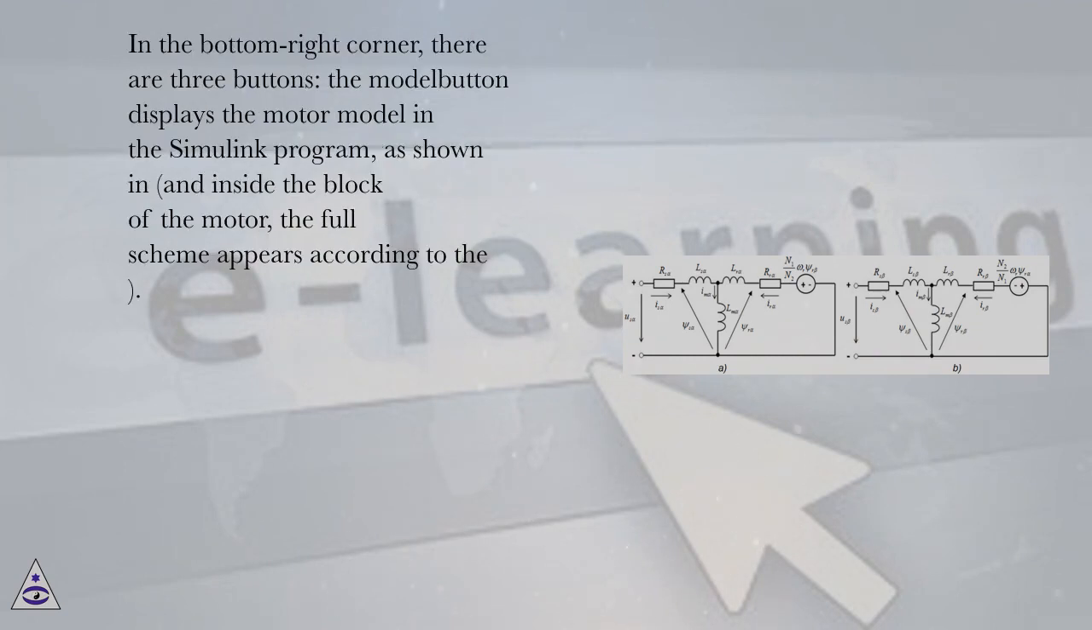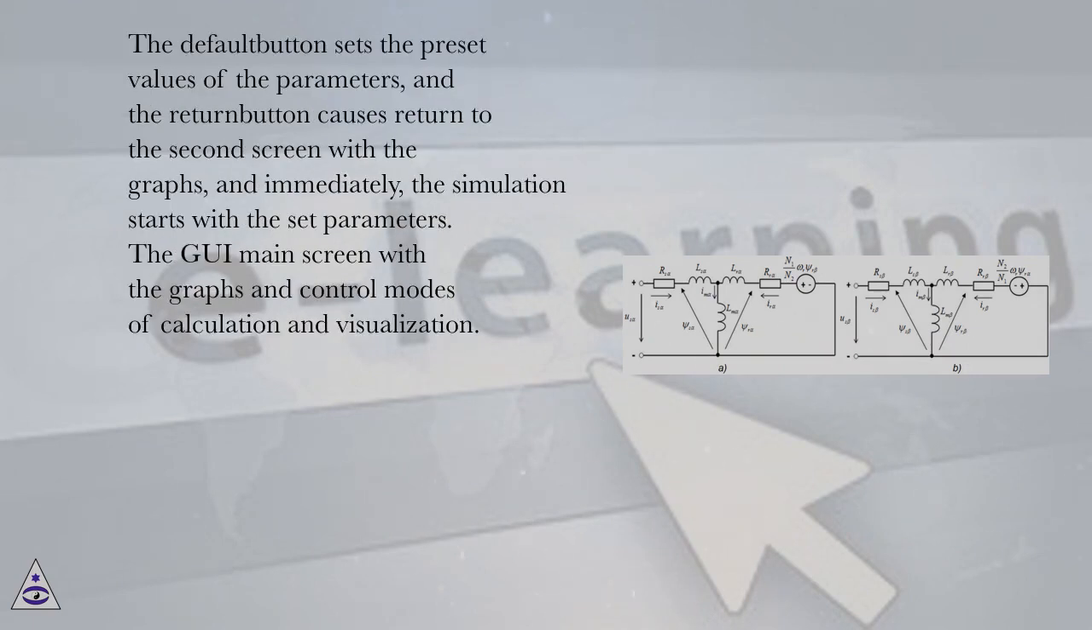In the bottom right corner, there are 3 buttons. The model button displays the motor model in the Simulink program, and inside the block of the motor, the full scheme appears. The default button sets the preset values of the parameters, and the return button causes return to the second screen with the graphs, and immediately the simulation starts with the set parameters.